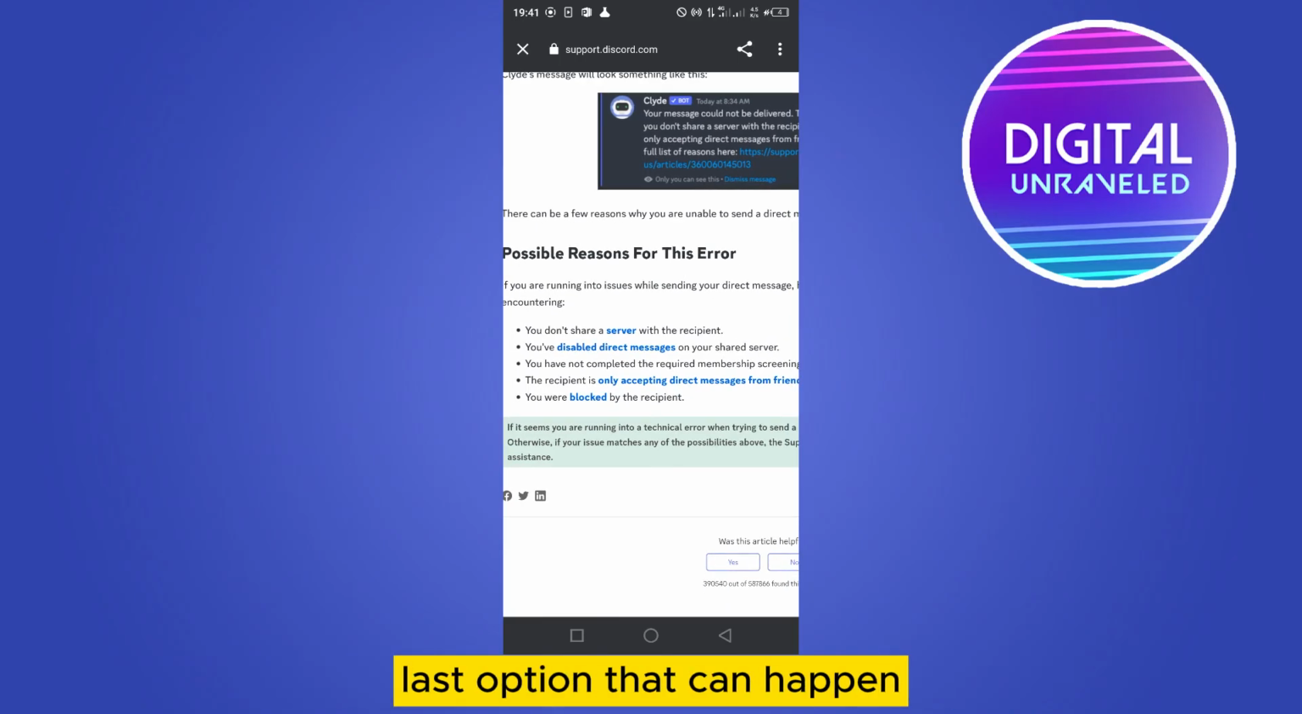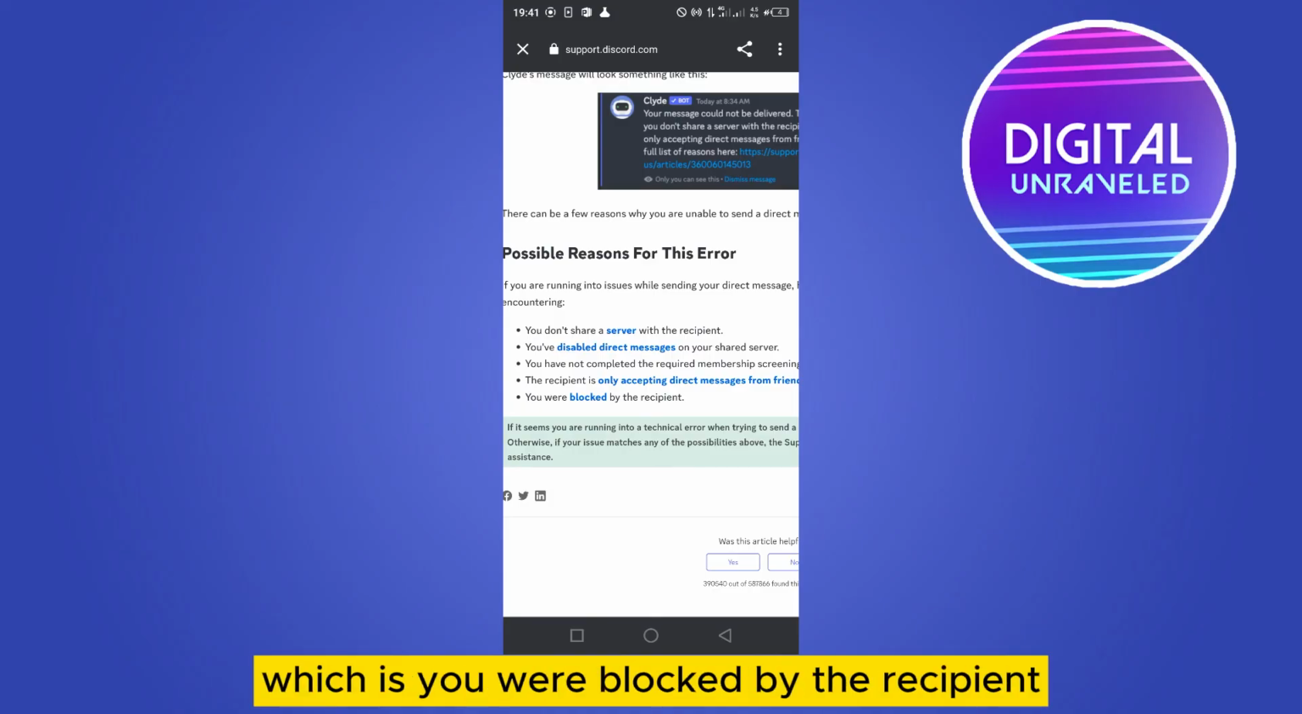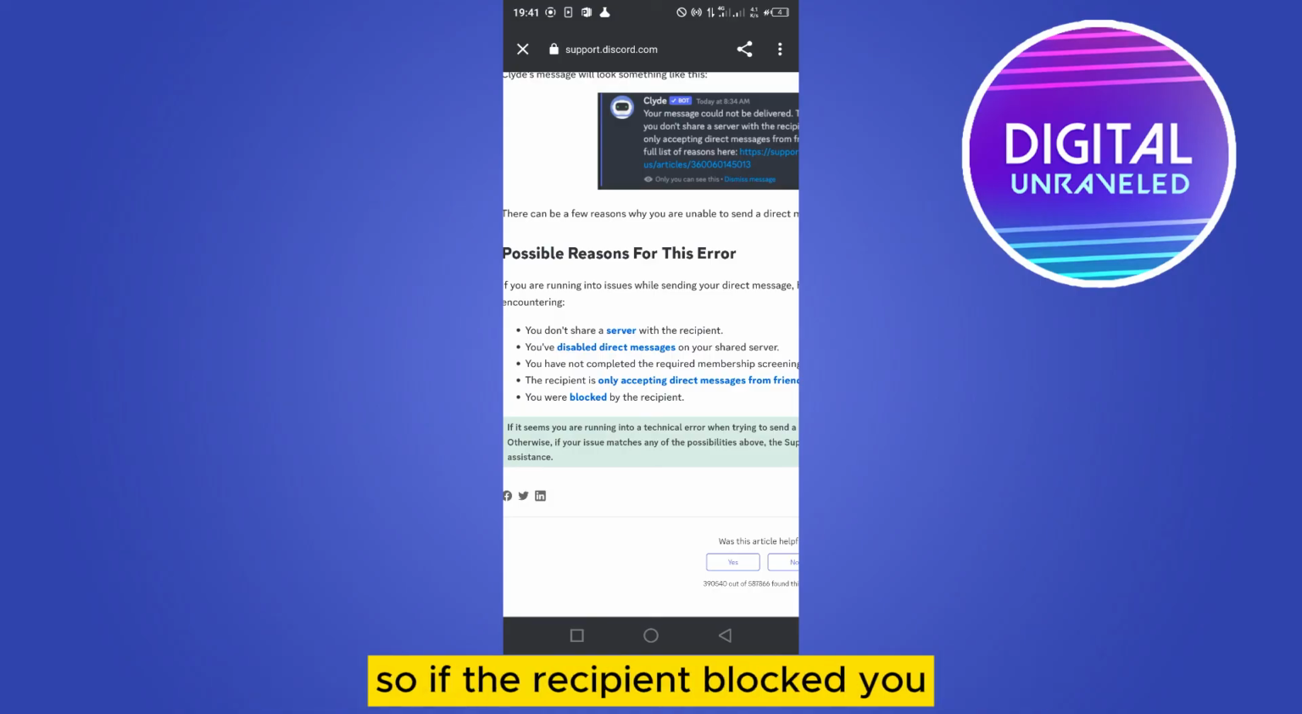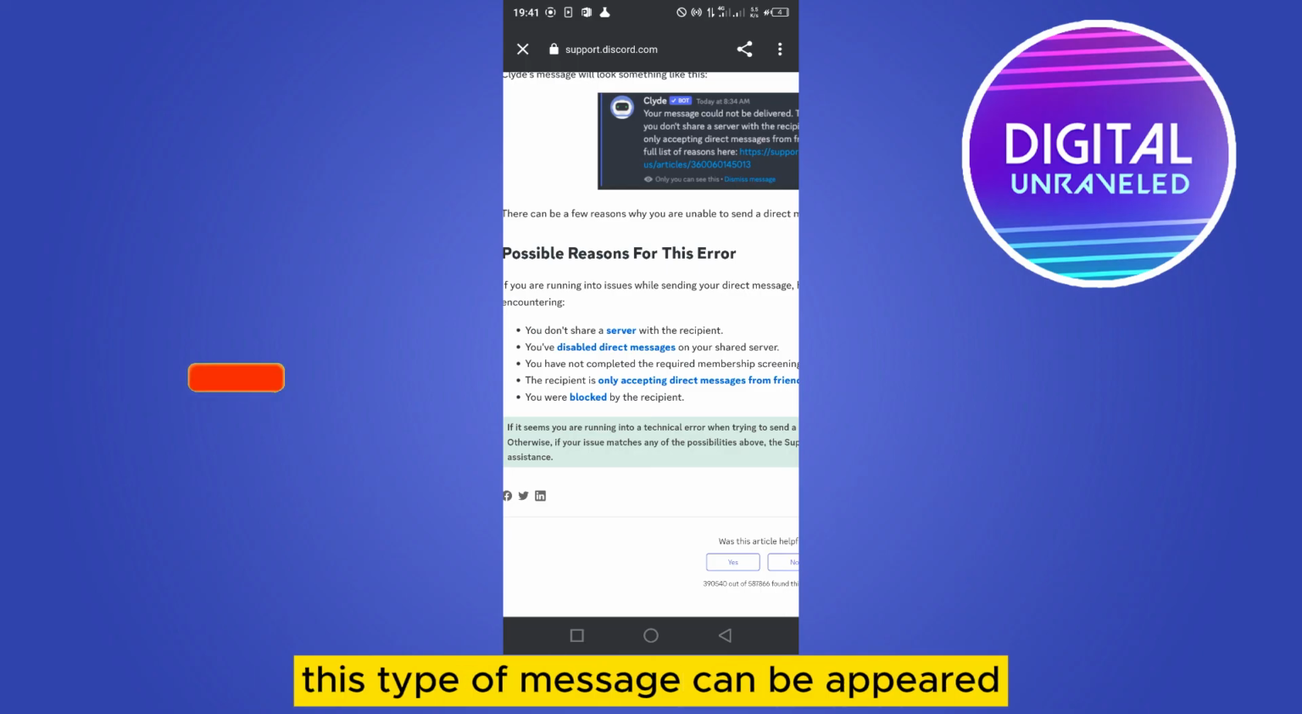Okay, the last option that can happen is you are blocked by the recipient. So if the recipient blocked you, this type of message can appear.